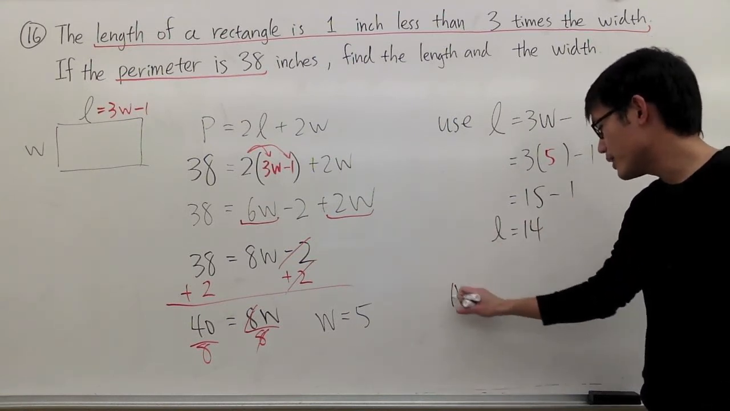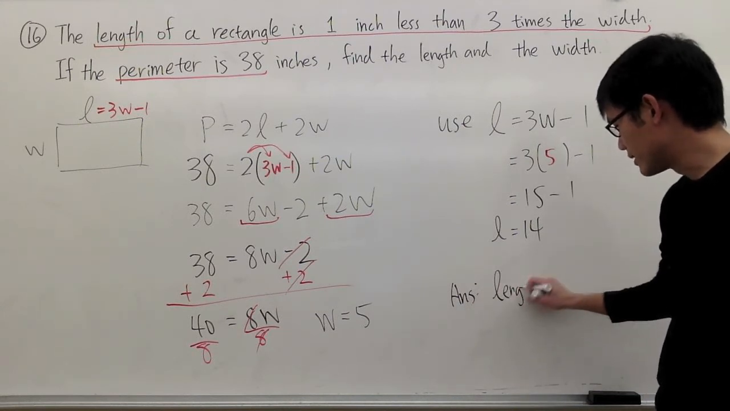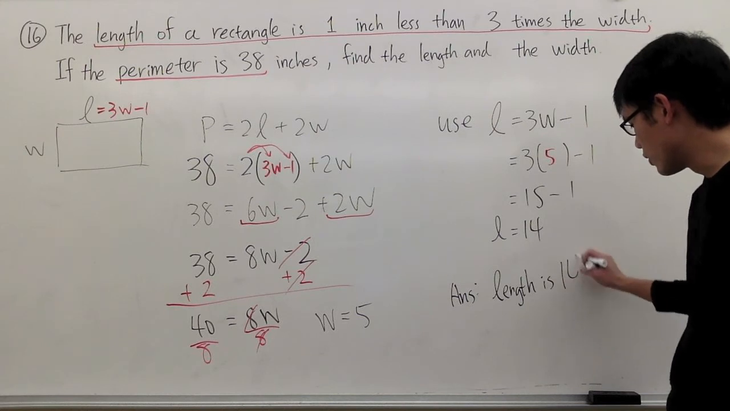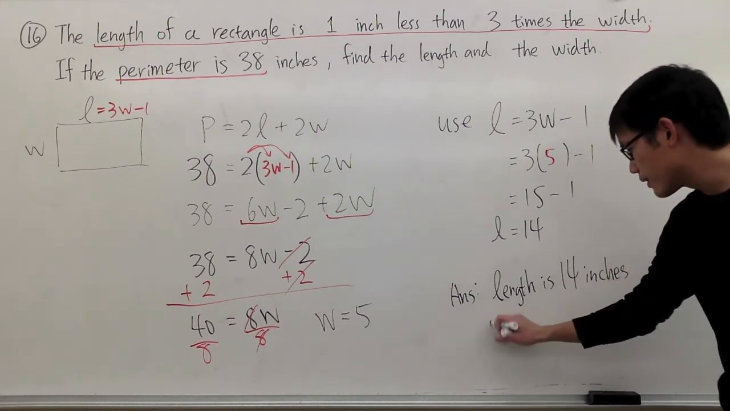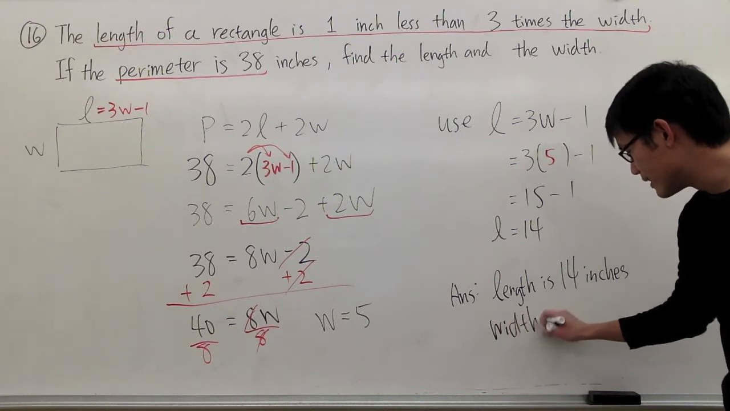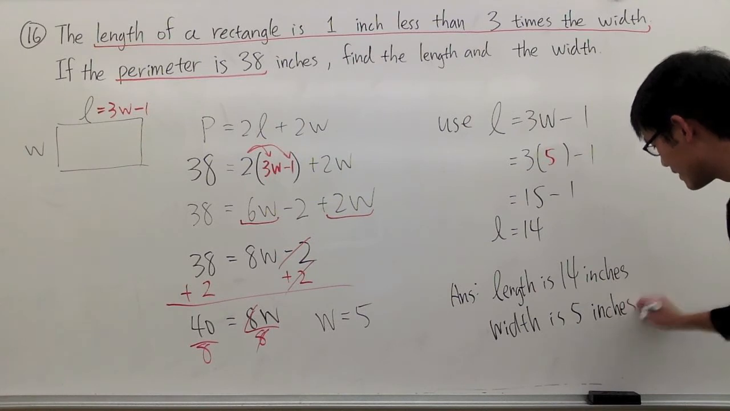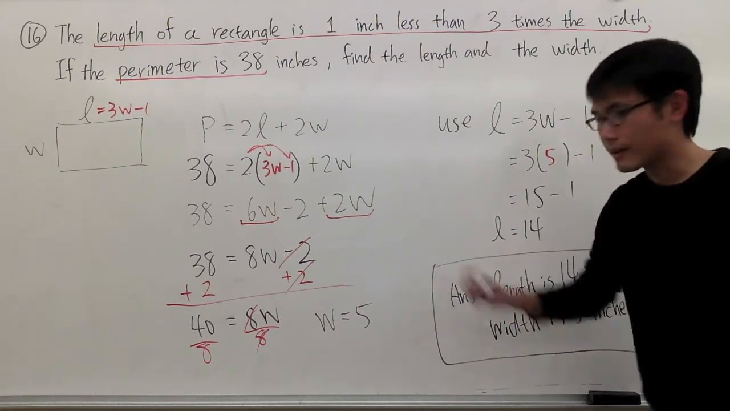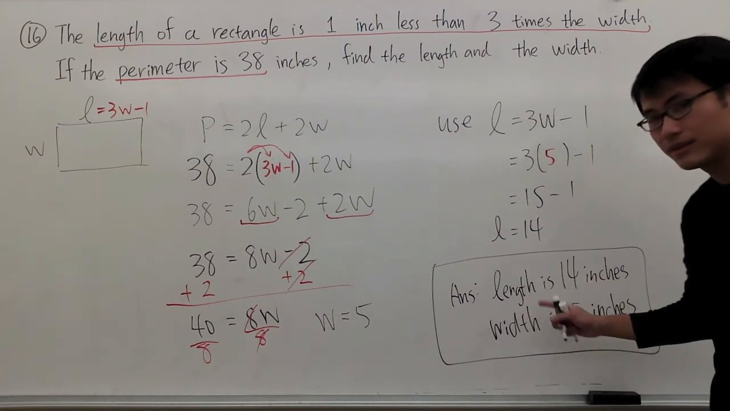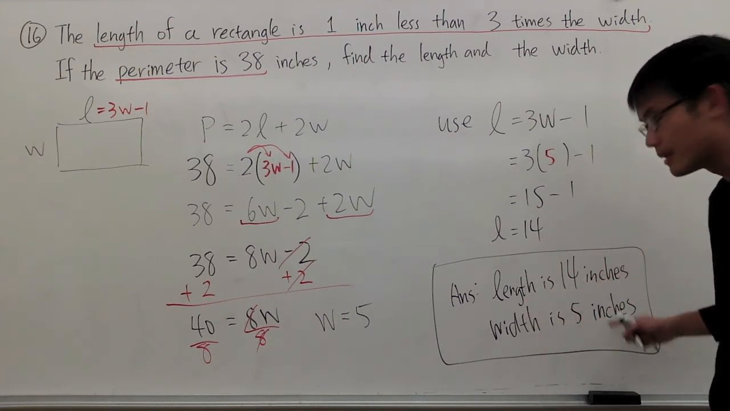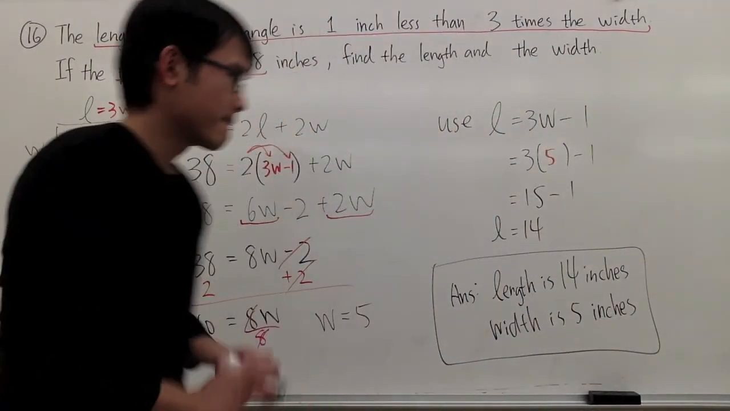And to answer this question, I'll write this down in words. The length is 14 inches. And the width is 5 inches. Just like this. Okay? And you must label your numbers. The 14 is for the length, and the 5 is for the width. And since it's a word problem, make sure you attach a unit. We have inches in this case. That's it.